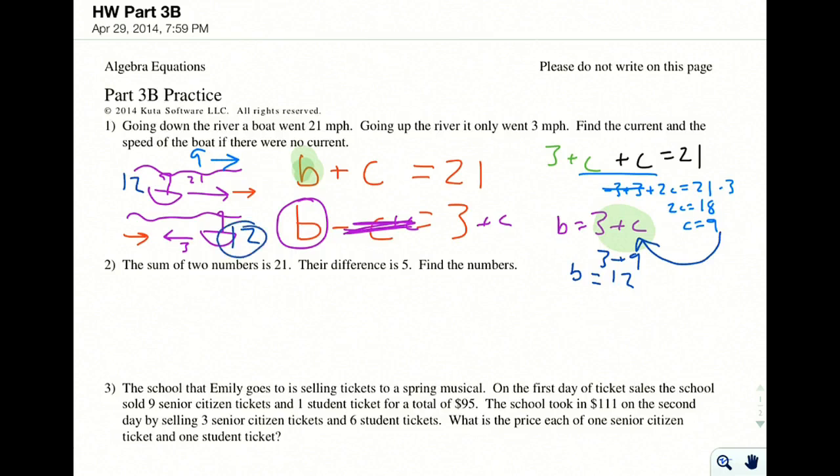Over here I have 12 and the river is pushing against me at 9 miles per hour, so it's taking away 9 miles per hour, and I'm only going 3. That does work too. So this answer checks out. And when you're writing your answer, you would say current, you want to be as clear as possible, 9 miles per hour, and boat is 12 miles per hour. So always label your answer as clearly as possible.